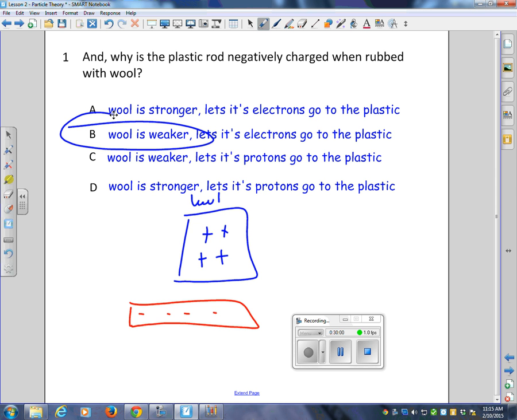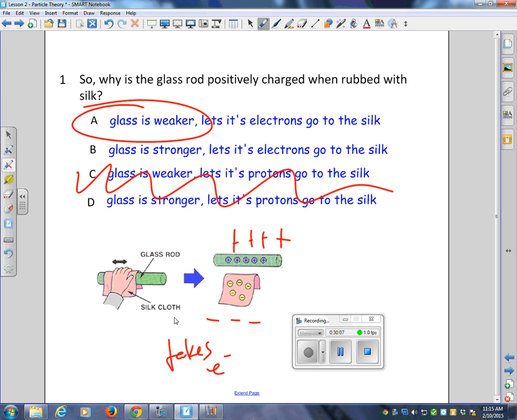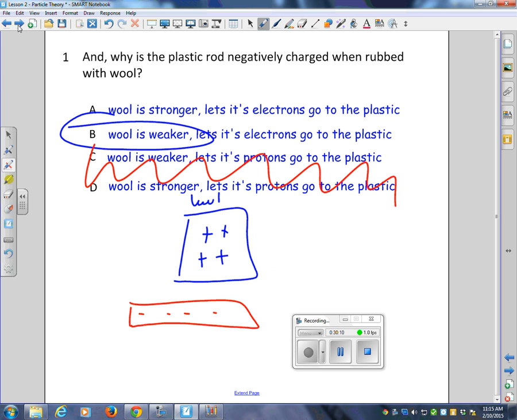Which ones can we get rid of right away? In the last question, it was glass and silk, and the wool was stronger. You've got to think. It's not that hard. First of all, C and D are out. Protons don't move. The plastic rod is negative. Which one is stronger? Plastic is strong. Wool is weak. The wool is weaker. That's B.